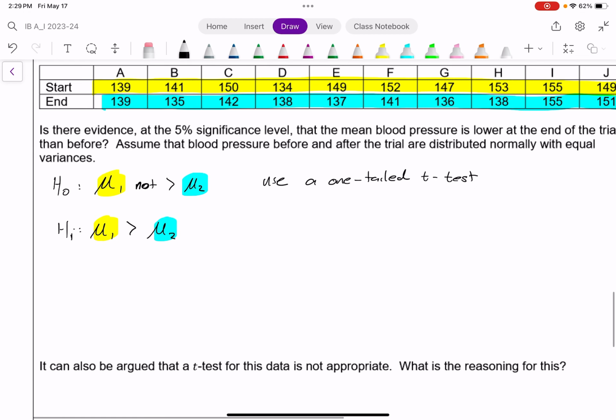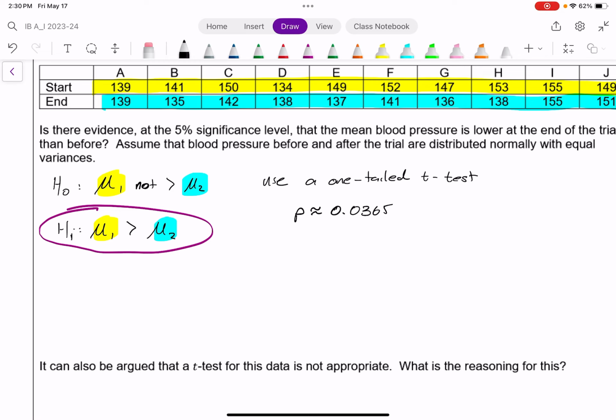Similar to before, we want to find the probability that the starting mean is greater than the ending mean. You should quickly get a p-value of approximately 0.0365, to three significant figures. Since we wanted to pay attention to a 5% significance level, what I have here is less than that.